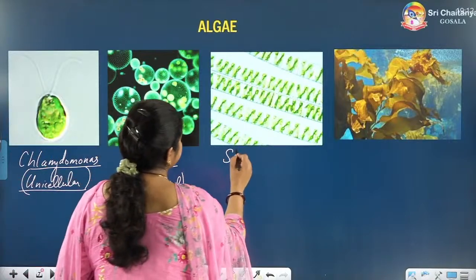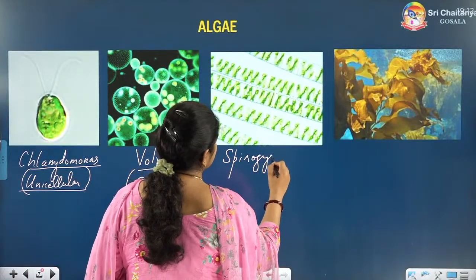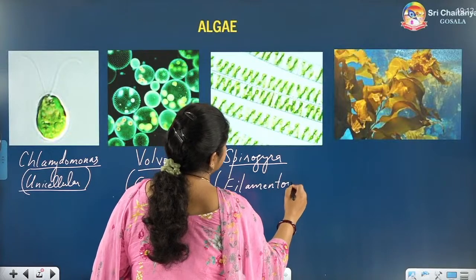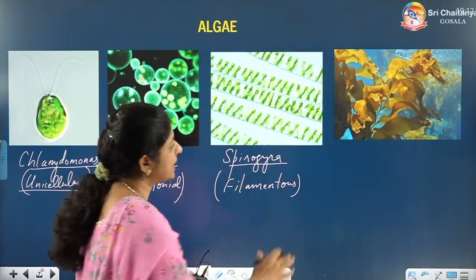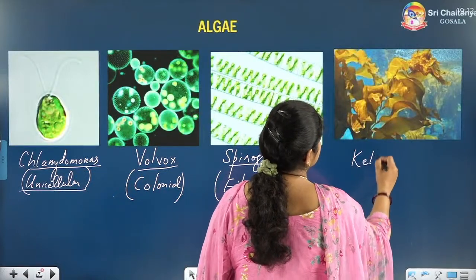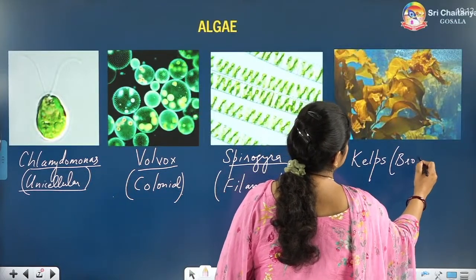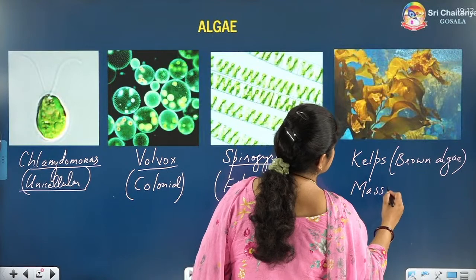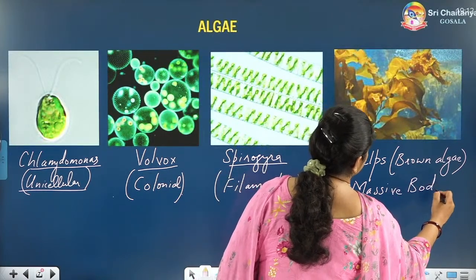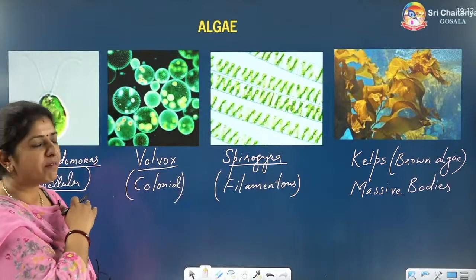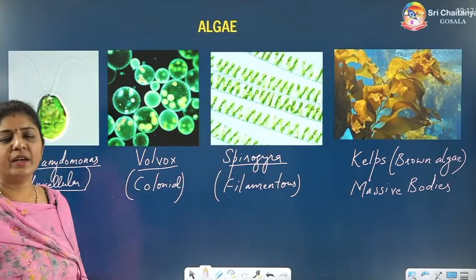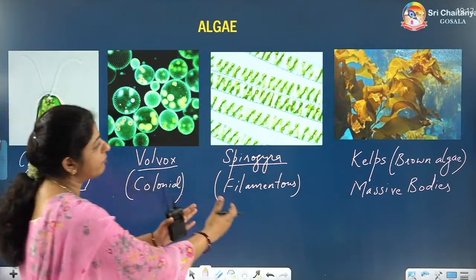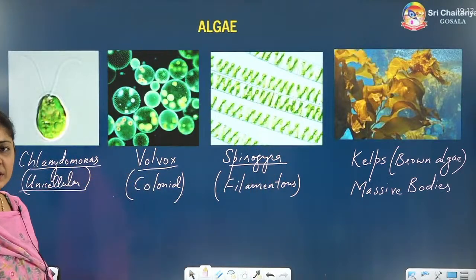This example is of Spirogyra, which will be what thing? Filamentous form. Can I say it becomes multicellular? Now coming to this point, these are the kelps, which belong to brown alga. Obviously it will have massive bodies. So can you see we have varieties of the gametophyte in case of the alga. It can be unicellular, colonial, filamentous, or massive bodies.